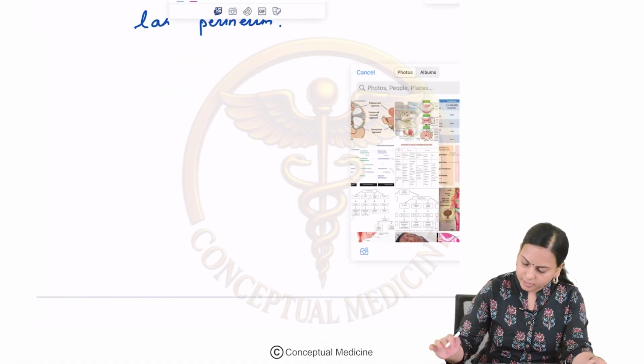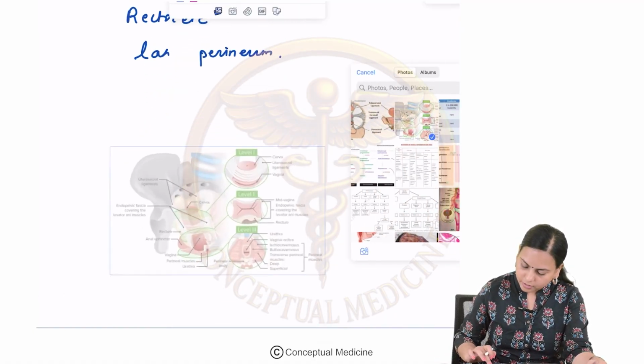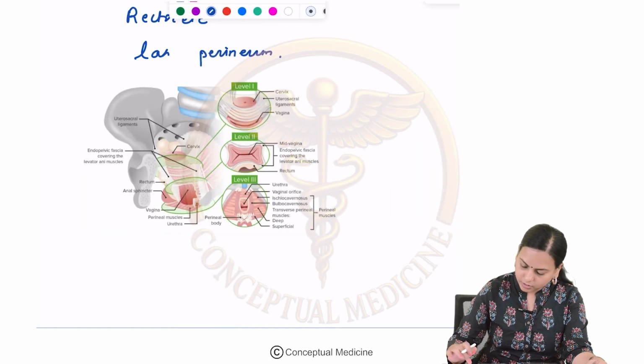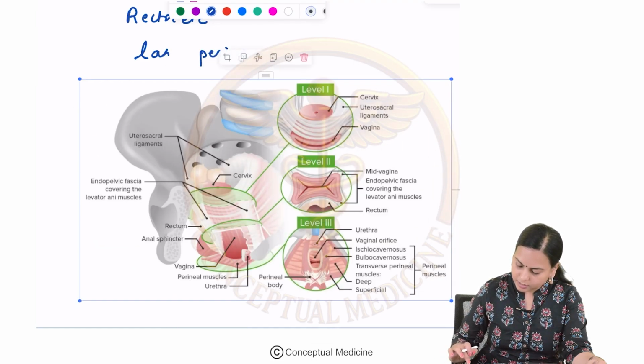Clear? Now, let's see the DeLancey support here. Yes. So this is about DeLancey's supports.